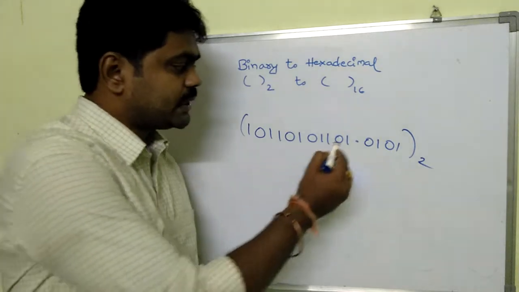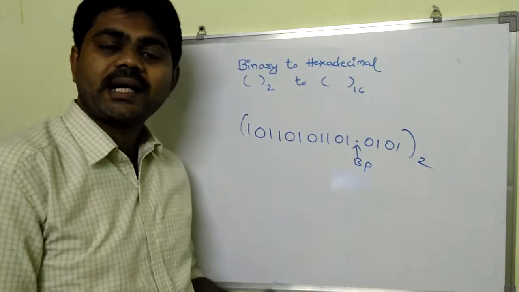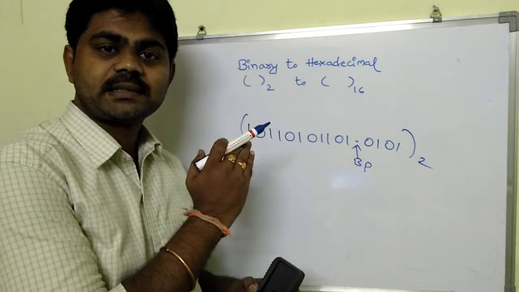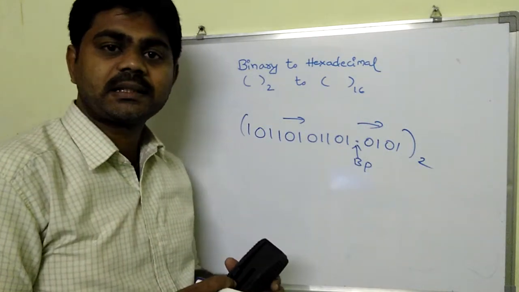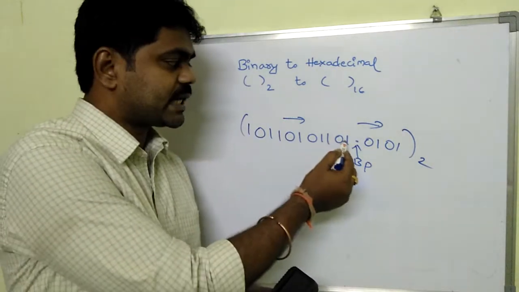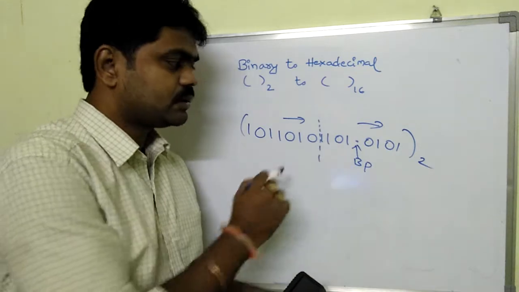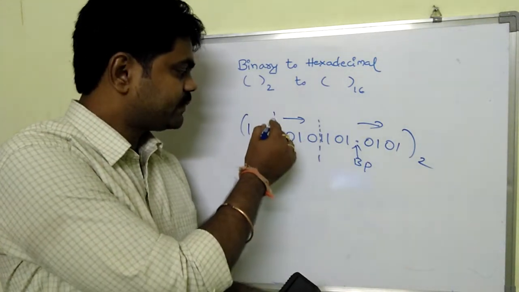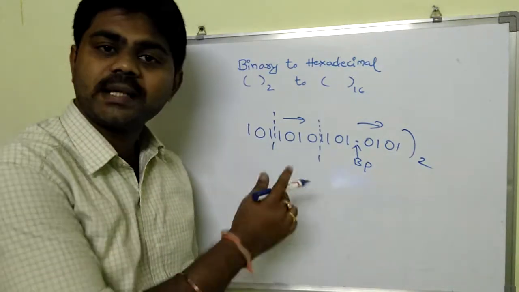As we know, hexadecimal is 16, that means 2 power 4. So this point is called the binary point. I need 4 divisions here, so I require 4 places. This is the integer part and this is the fractional part. For the integer part, I divide with 4, starting from LSB. So 1011, this is 1 division. Next 0101, this is another division. Now I am left with 101.